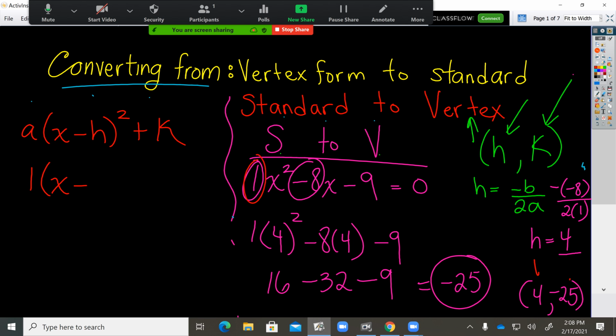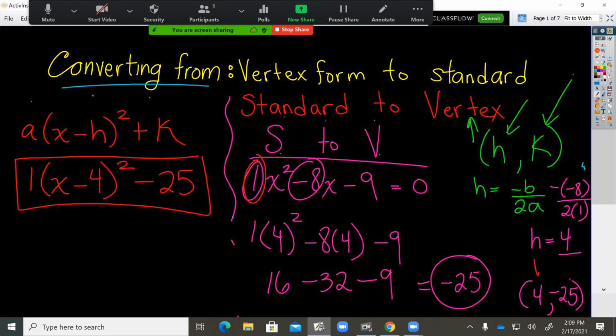Wherever h is, we're going to plug in positive 4. And the last number is minus 25 because that is k. There we converted this equation from standard form to vertex form. I'll give you a minute to copy. Go ahead.